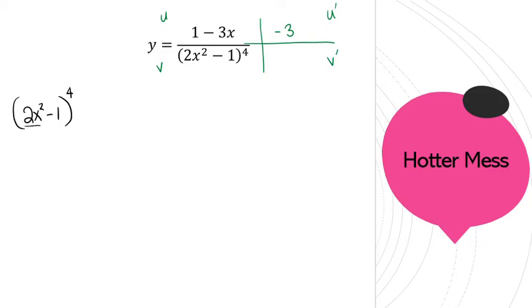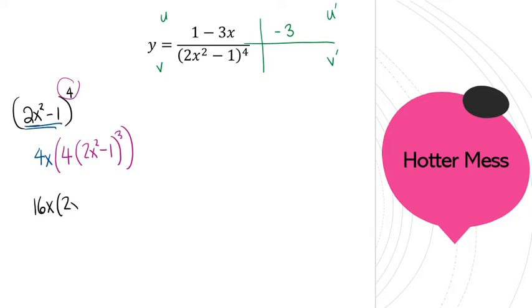The derivative of the inner function is going to be 4x. The derivative of the outer function will be 4u, which is 2x squared minus 1. So once again, moving faster, but you can do it as slow as you want to. And we can simplify that to 16x onto 2x squared minus 1 cubed. That goes back up into v prime. Here it goes.